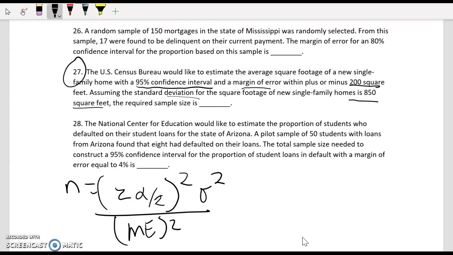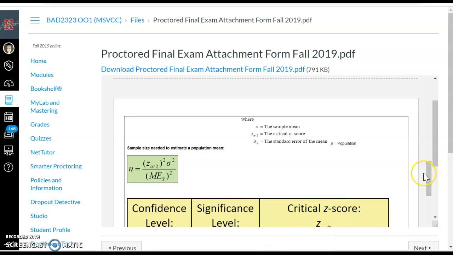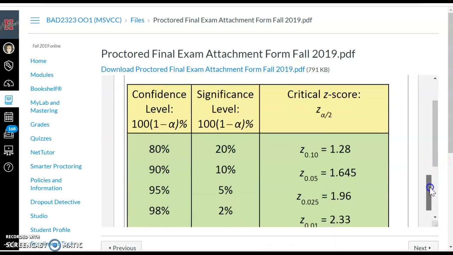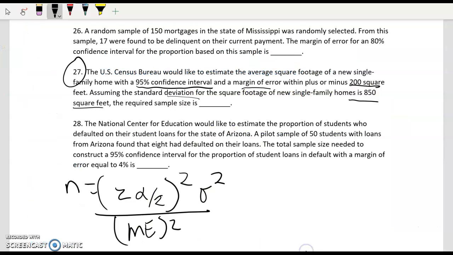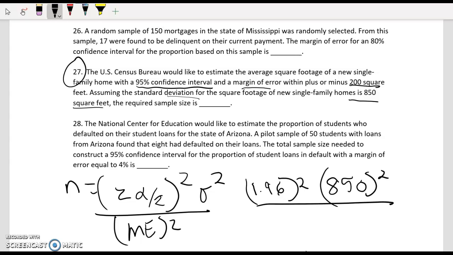So the z-score for 95% confidence interval, if you just scroll down a little bit on your formula sheet, the z-score would be 1.96 for the 95% confidence interval. So we will plug in 1.96, and then the standard deviation is given in the problem. It is 850. And then the margin of error is 200.